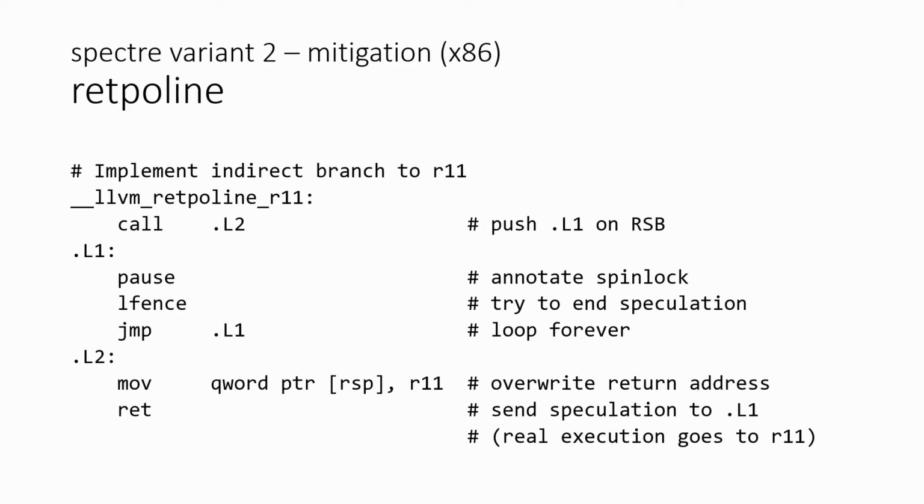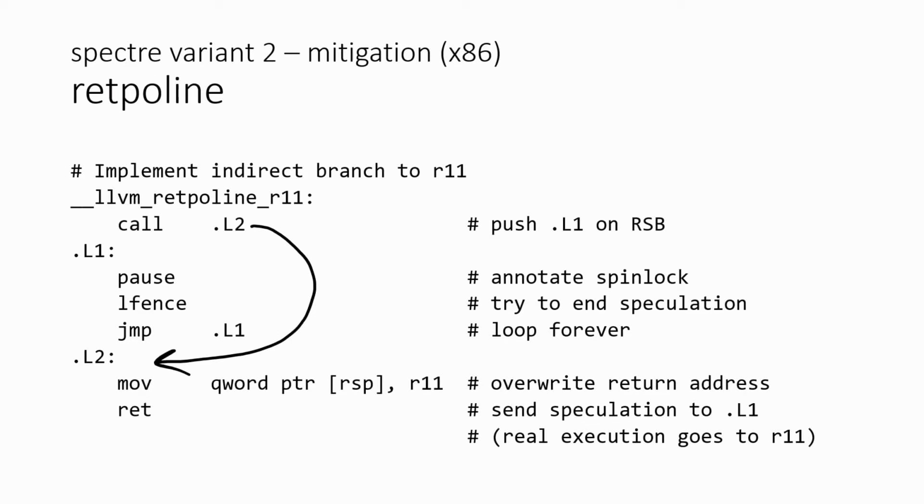Instead, we do a call from here to here, which pushes the return address on the stack and onto the return stack buffer. Next, we replace the return address at the top of the stack with the address we actually want to jump to, but that doesn't update the return stack buffer. Finally, we do the return.